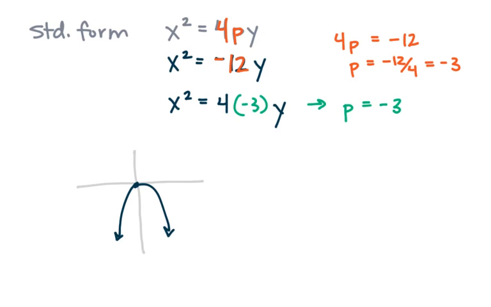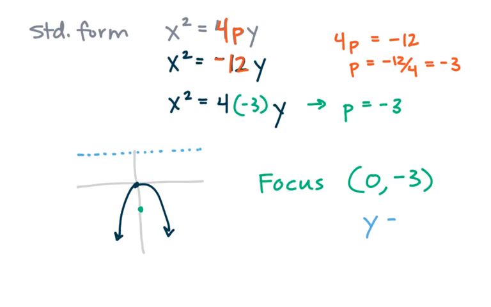If p is -3, where is my focus going to be? It's going to be 3 units down from that vertex. So my focus is on the y-axis. It's (0, -3). And that means my directrix is a horizontal line 3 units up, and 3 units up gives me the horizontal line of y equals +3. So that is my directrix.